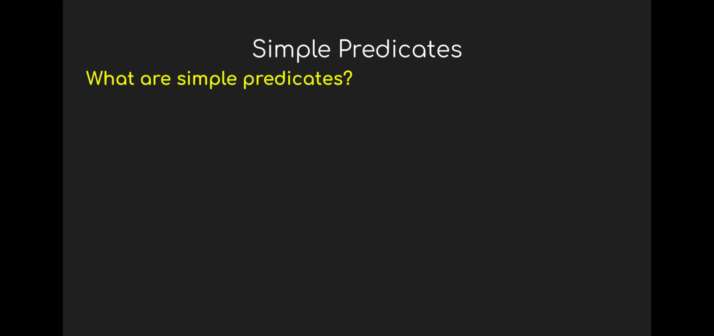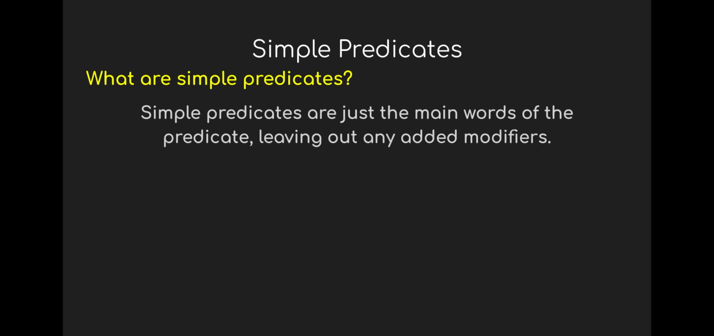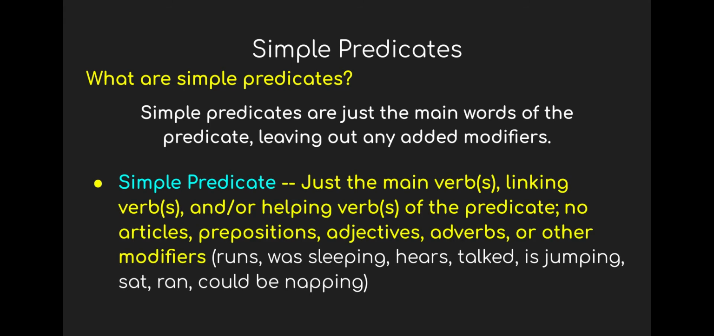All right, moving on to simple predicates. So now we know simple subjects are just the noun. What are simple predicates? Simple predicates are just the main words of the predicate, leaving out any added modifiers. So what does that mean? Just the main verb, the linking verb, and/or the helping verb of the predicate. So no other articles, prepositions, adjectives, adverbs, or other modifiers. So this is what a simple predicate might look like. Runs, was sleeping, hears, talked, is jumping, sat, ran, could be napping.